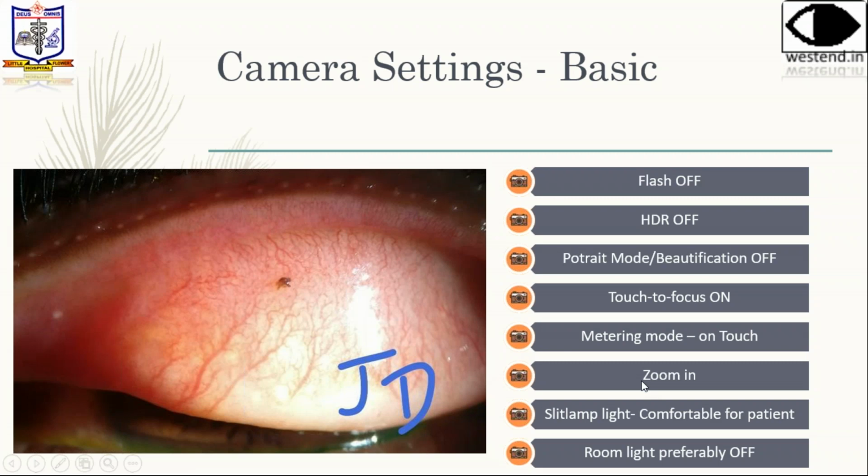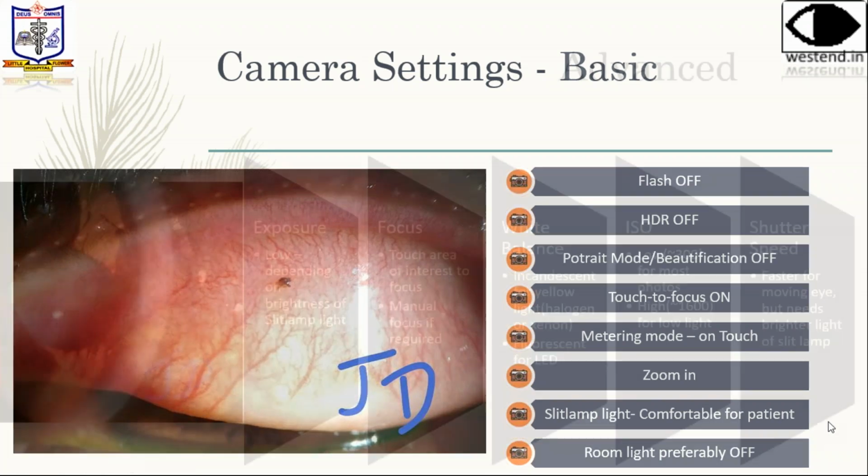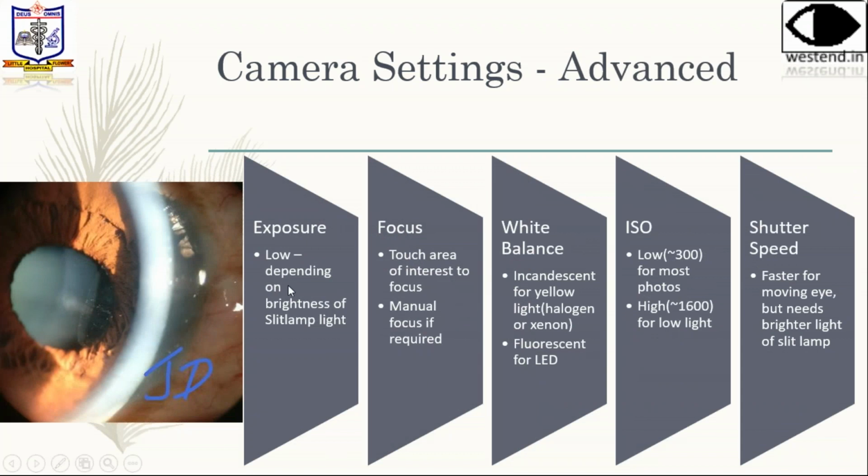You can zoom in a little bit. Digital zoom is not very good, but you can zoom in a little bit to get your area of focus. The slit lamp light should not be too bright, it should be comfortable for the patient, and the room light should preferably be turned off. So keep exposure low, depending on the brightness of the slit lamp.